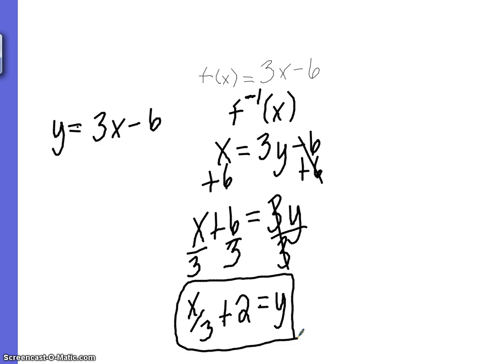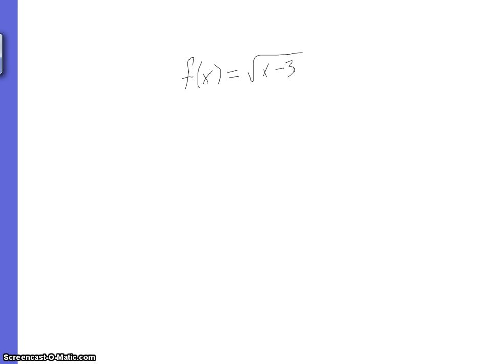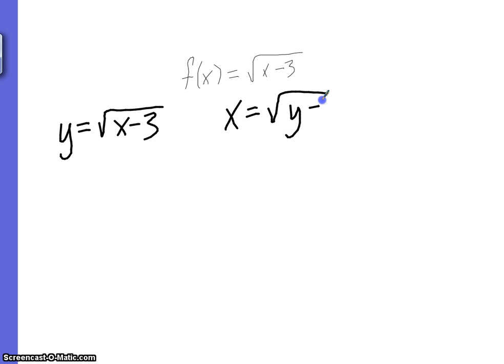Let's look at another example. Now we have a square root. So this equation, we started off with y is equal to the square root of x minus 3. I'm going to start by switching my variables. So x is equal to the square root of y minus 3. So this y minus 3 is grouped together under the square root.